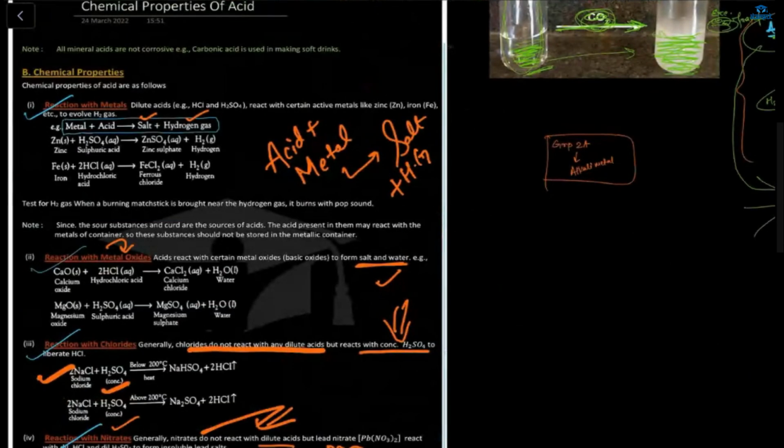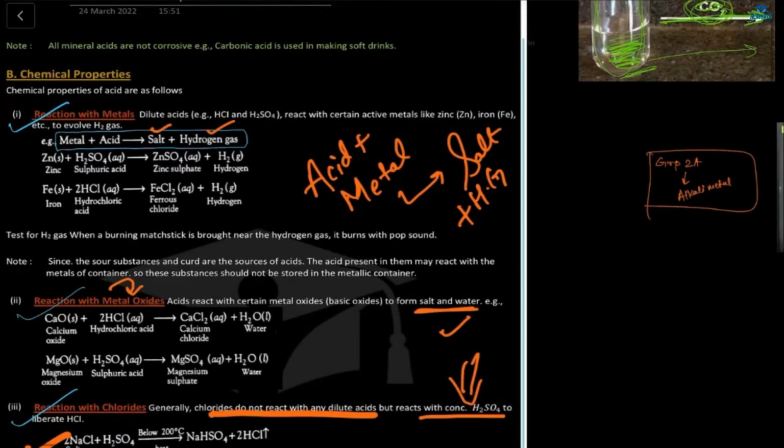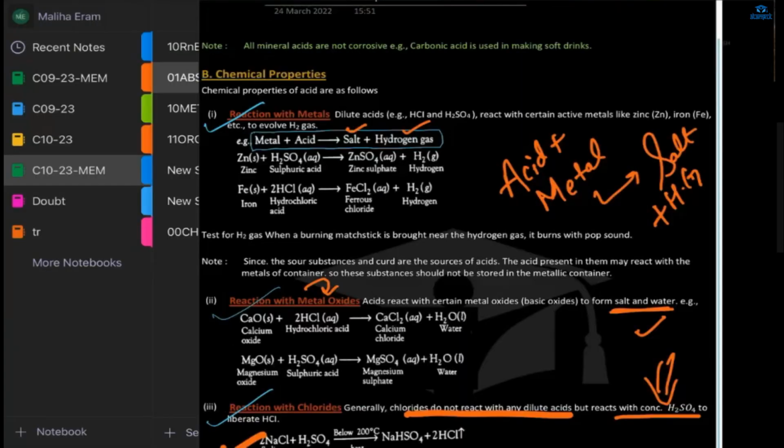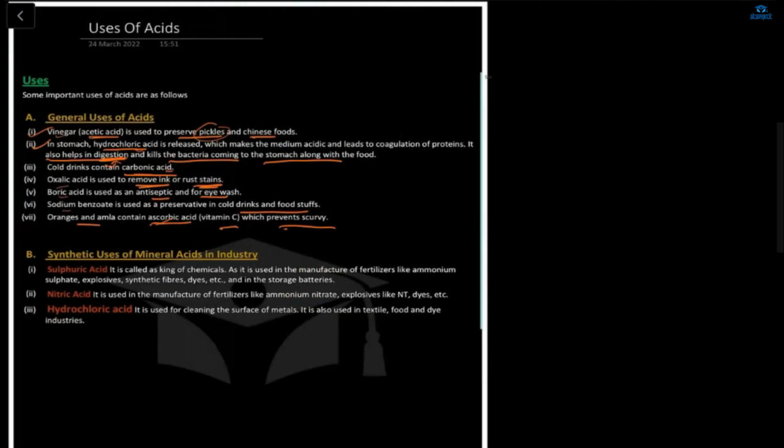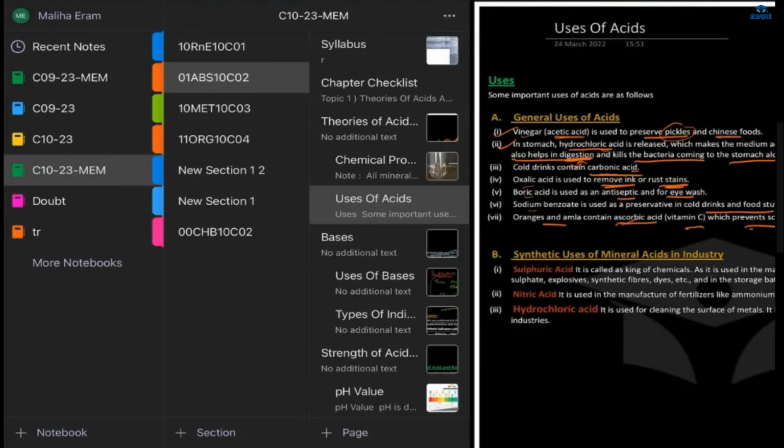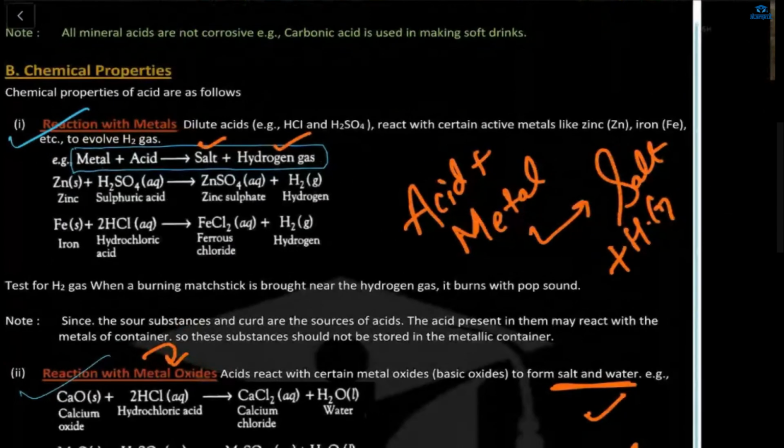In the next class, I'm going to ask the difference between acids and bases, and all these chemical properties of acids. Okay, then. In the next class, we will learn the uses of acids. And then we'll learn about bases, uses of bases, chemical properties, pH value.